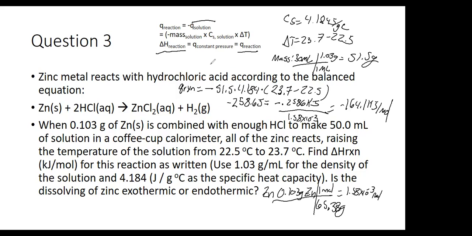So if we're looking at whether this is exothermic or endothermic, again, we look at the sign. We are releasing heat, right? Our heat is negative. Our change in heat was negative. So we lost heat, which means we release heat. That's exothermic. Any questions about this problem?